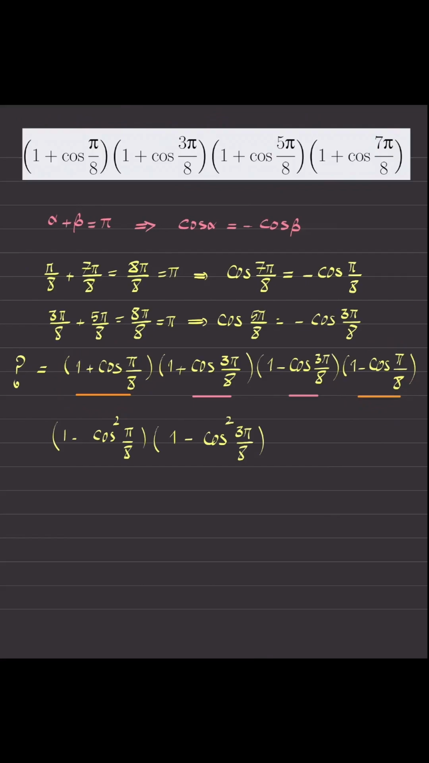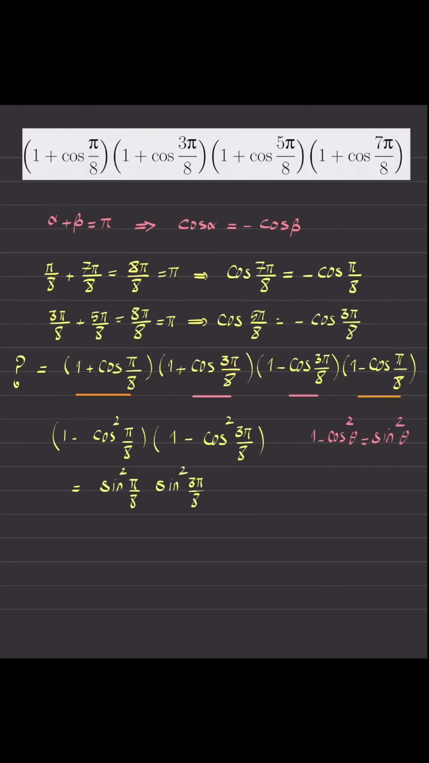But we also know that 1 minus cosine squared of an angle theta can be written as sine squared of theta. So this means that the first term can be written as sine squared pi over 8, and this one can be written as sine squared 3 pi over 8. So let us continue. So this becomes sine pi over 8 to power 2 times sine 3 pi over 8 to power 2.